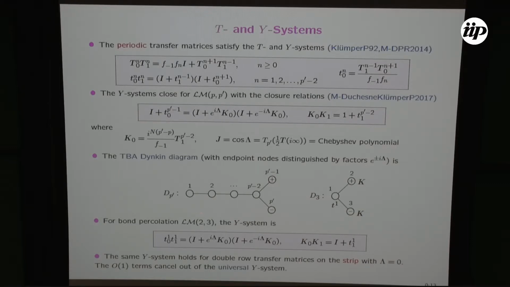So from this, for bond percolation, we have a rather simple Y system after using closure. There is this equation and this equation. So this equation applies to this node, and then this one closes at the endpoints. Here I've discussed the periodic system, but exactly the same Y system holds on the strip, and in that case this lambda is 0, so the distinction between the two end nodes disappears. The situation is somewhat simpler because of universality. All of the order 1 terms coming from the boundary contributions cancel out, and you get the same universal Y system.